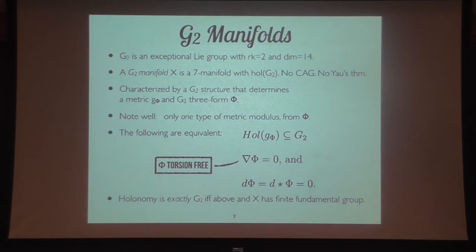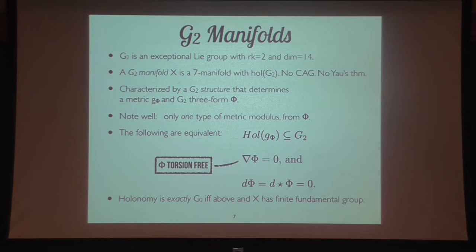There's no Yau's theorem, by which I mean there's no simple topological criterion that you can check that allows you to say, yes, this has a Ricci flat Kähler metric. Sorry, not the analog of that, a G2 metric. So in particular, you can't use complex algebraic geometry, and they're much harder to construct because there's no analog of Yau's theorem. These are characterized by G2 structures that determine a metric g_phi and a G2 3-form capital phi that I'm going to be talking about throughout. In particular, there's only one type of metric modulus. They're the moduli coming from this phi, this G2 form.